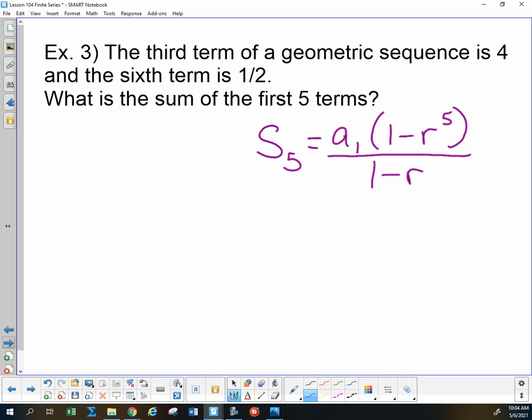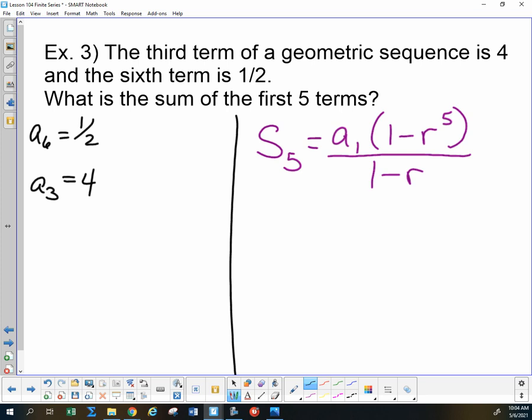Do I know the first term? Well, do I know r? Well, they're not much help in this problem. I'm going to have to figure both of those out. So now I need to go to, what else do they tell me in the problem that might help me figure things out so that I can plug into my formula and get my answer? They tell me that my third term is 4, and my 6th term is a half.